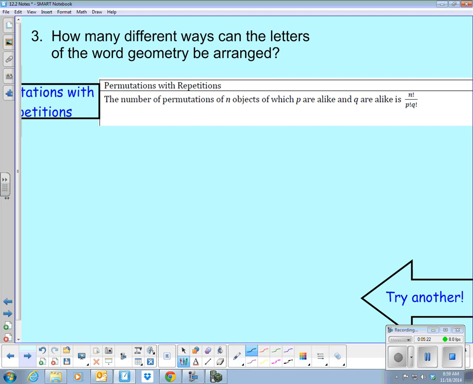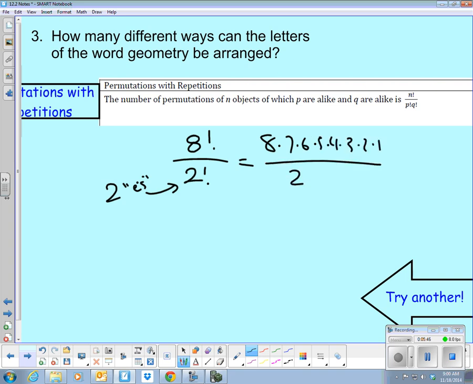Okay, so geometry's got 8 letters, so that's going to be 8 factorial. But one of the letters repeats, E, there's that repeats twice, so there's 2 E's, so that's going to be 2 factorial. So all that means is I'm going to have 8 times 7 times 6 times 5 times 4 times 3 times 2 times 1 over 2 times 1, cancel, cancel. And I can do that in the calculator as well.